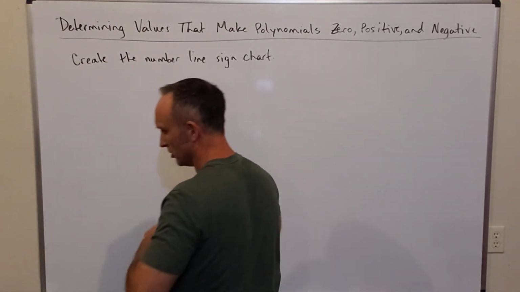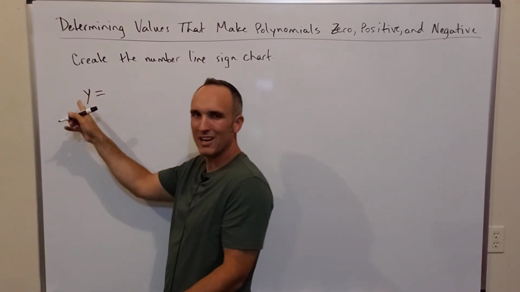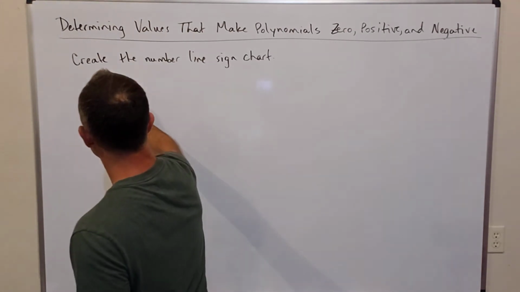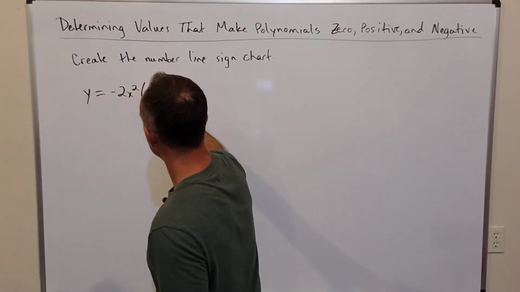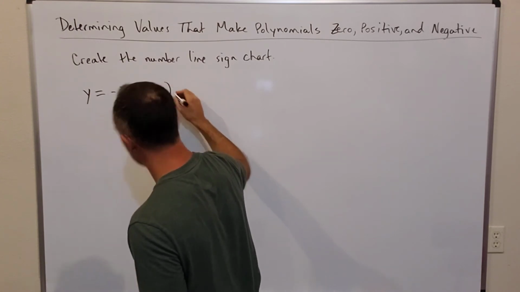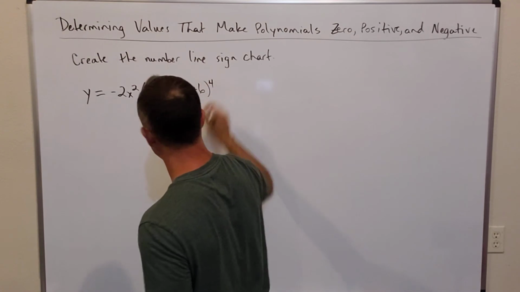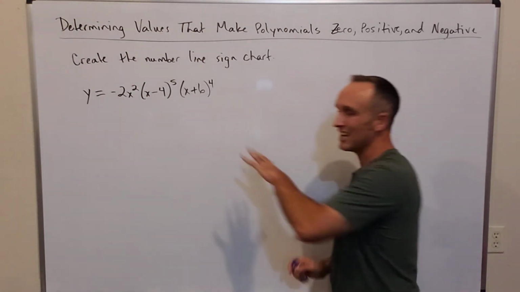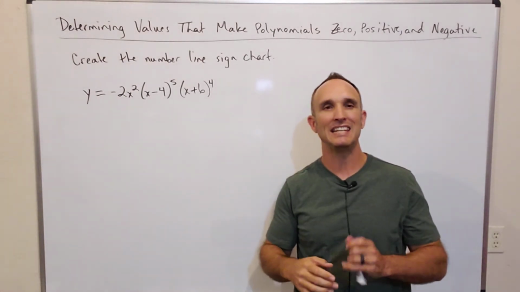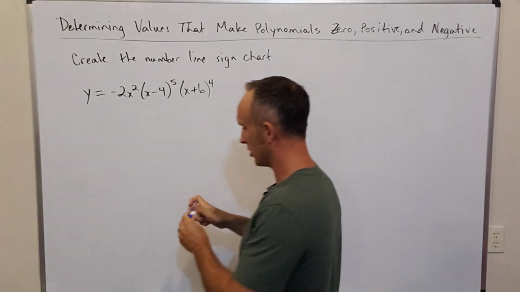So now let's look at y equals, or it could be f of x equals negative 2x squared times x minus 4 to the 5th power times x plus 6 to the 4th power. So now, again, really nice because it's already factored, which makes it easy to identify zeros and multiplicities. So that's where we'll start.